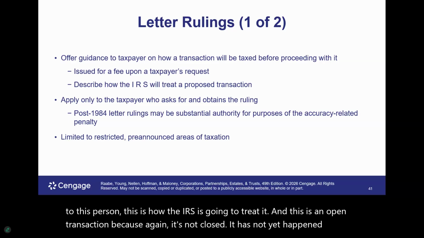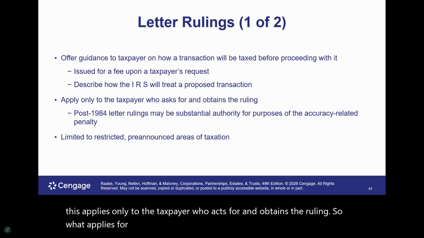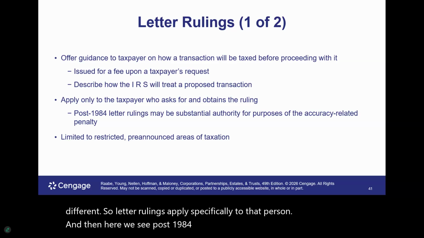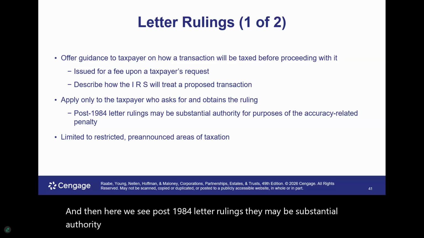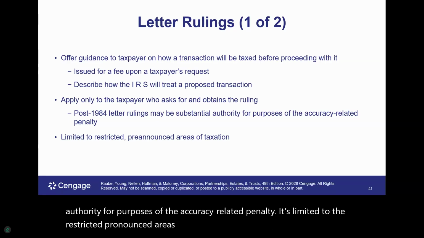And this applies only to the taxpayer who asks for and obtains the ruling. So what applies for Sally does not apply to Sarah. Sarah's situation is a little different. So letter rulings apply specifically to that person. And then here we see post-1984 letter rulings. They may be substantial authority for purposes of the accuracy-related penalty. It's limited to the restricted pronounced areas of taxation, right?